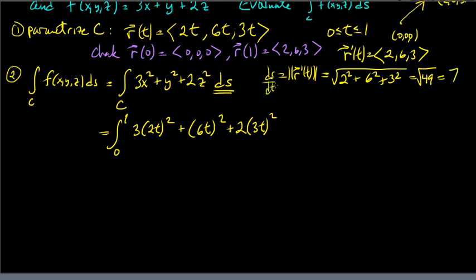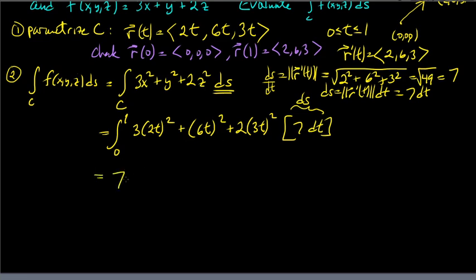So that's ds over dt. So ds is really going to be the magnitude of r prime times dt, which in this case is just 7 times dt. So ds is 7 times dt. So that was our ds. And so we're almost done. The 7 is a constant, I can bring that outside.